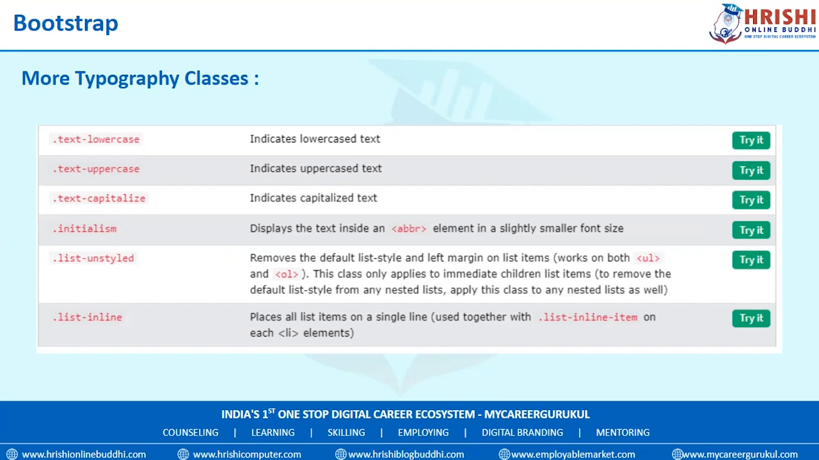Then list inline places all list items on a single line, used together with dot list inline item. When we talk about a list, what comes into our head is first line, second line, third line, fourth line, fifth line. But if we use dot list inline, the list items will be inside one particular line. So let's see some practical implementation of typography classes.